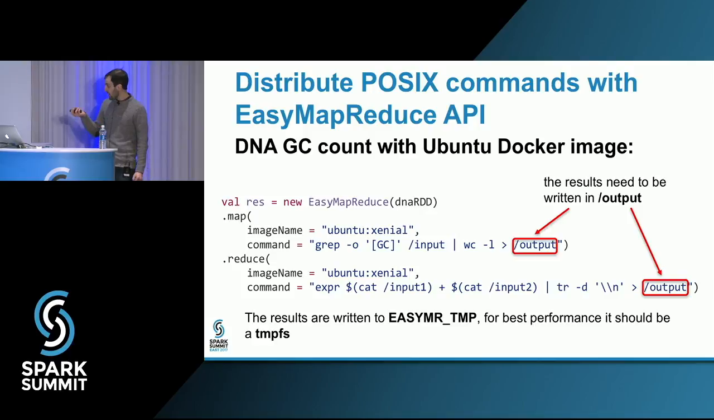And so if we sketch the commands very quickly, in the map part, we are just repeating what I explained before for each line. And in the reduce part, I'm using a bash expression in order to sum the intermediate results together. So pretty simple. And now you might wonder, why do I need EasyMapReduce to do this? I can do it with the standard Scala API. Well, this is just an example.